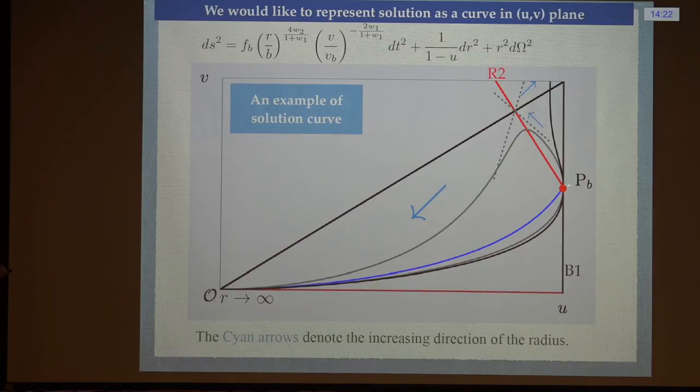So PV is the wormhole's root. The radius is increasing in this direction. So if we go up like the gray curve, it passes horizontally and then decreases to go to the O. And if we go down, it also goes to the O because the radius is increasing in this direction. And usually the O denotes the asymptotic region, R equals infinity. And as you see in the black curve, the curve passes the blank line vertically. So this black line has one asymptotic region and the other end is singular.